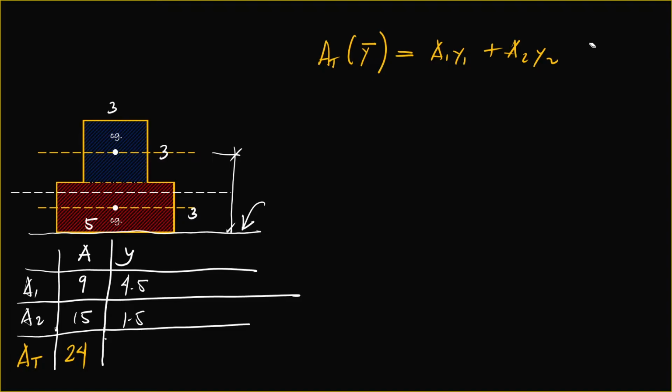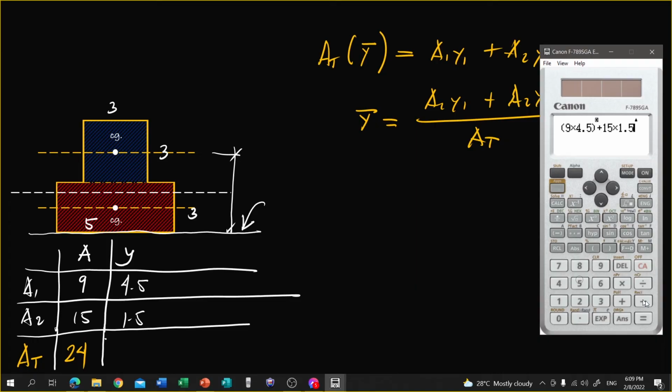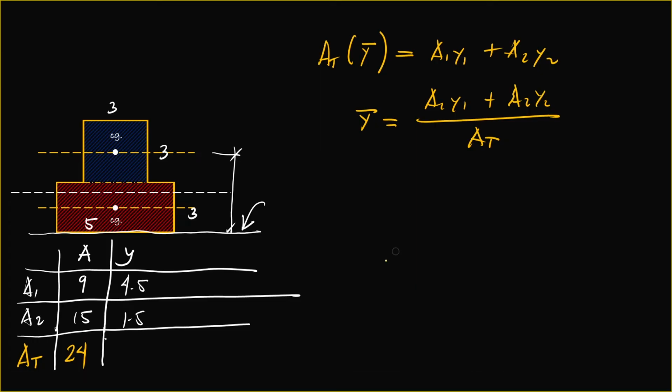Now solving for the value of y bar. This will be A1 y1 plus A2 y2 all over the total area. Okay? So here are our values. Try to solve. Your answer should be 2.625. Is that right? This will be 2.625. This is our y bar. Okay? This is your y bar. Any question before we proceed?